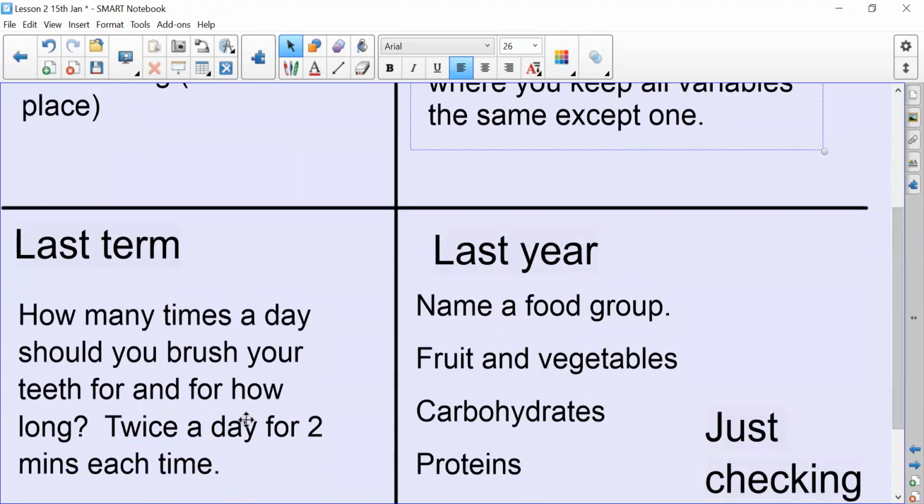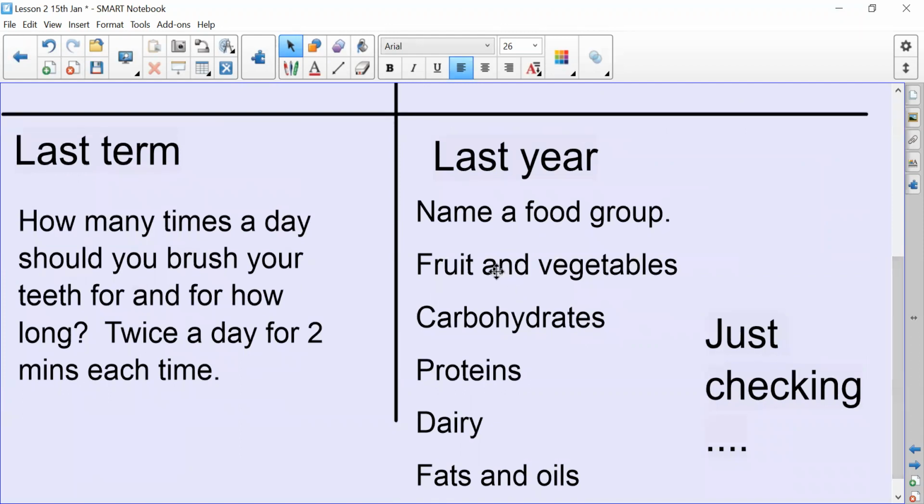Last term, you should brush your teeth at least twice a day, ideally for 2 minutes each time. And 2 minutes is longer than you think, so have a go at timing yourself. Can you name a food group? Fruit and vegetables, carbohydrates, proteins, dairy, fats and oils, these are all food groups. And we need a mixture of all of them to have a healthy, balanced diet.